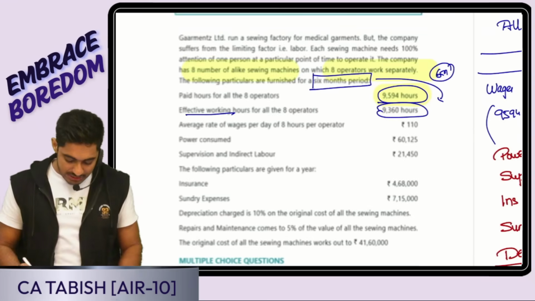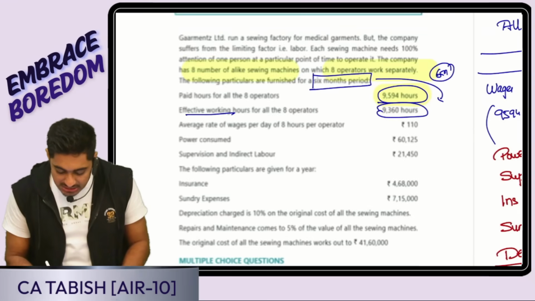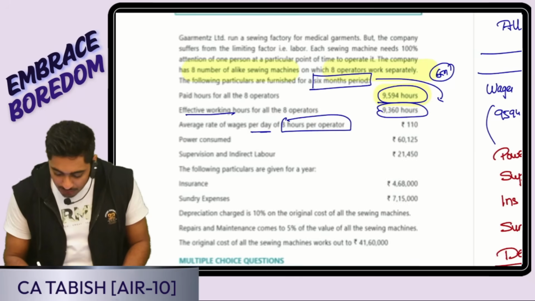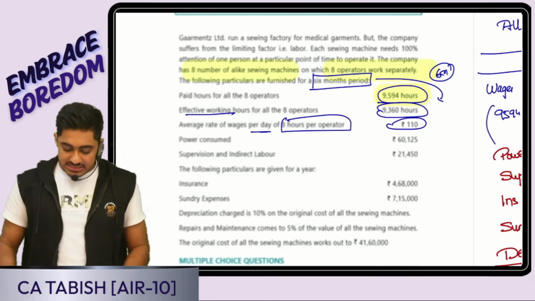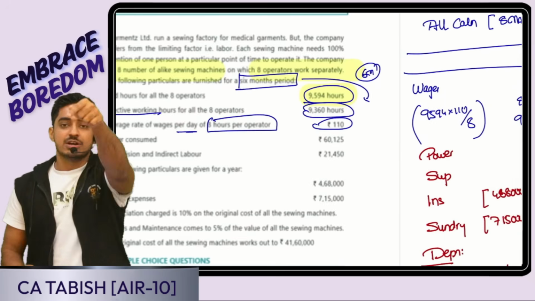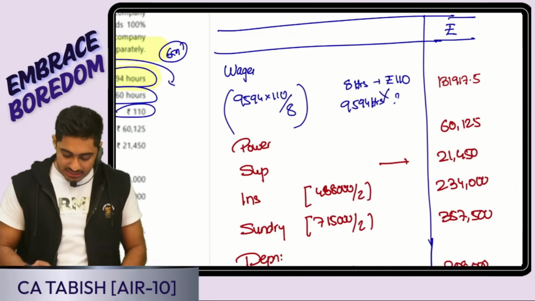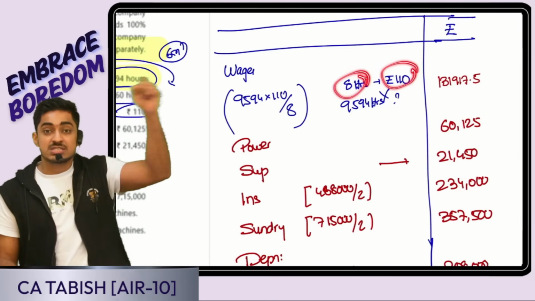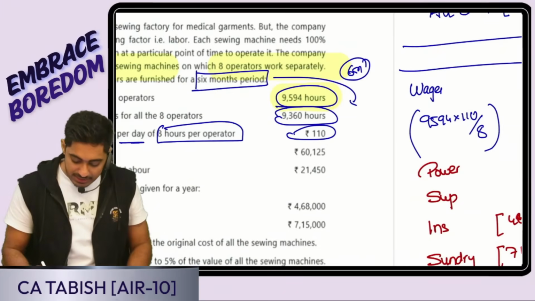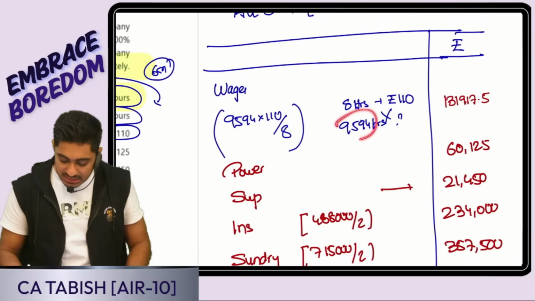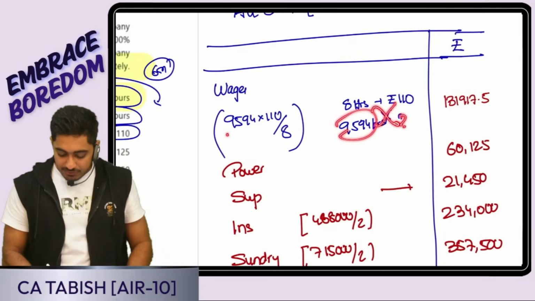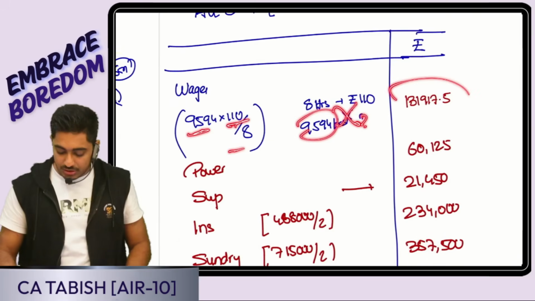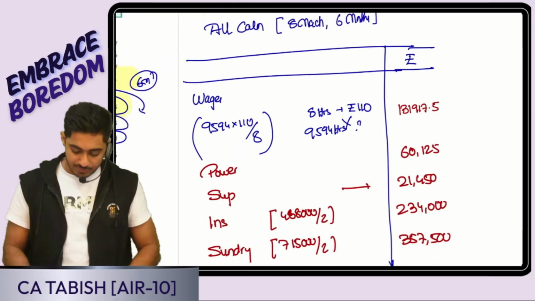Idle time could be there, breaks could be there. The average rate of wages per day of 8 hours per operator is 110. Tell me students, for 8 hours how much are we paying? 110, yes or no? Yes, for 8 hours I am paying 110 rupees. Across 6 months, for how many hours am I making the payment? 9,594 hours. So the payment is 9594 into 110 divided by 8. You are getting 131917.5. Okay, simple.